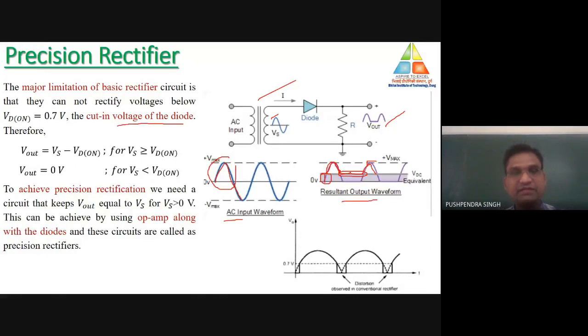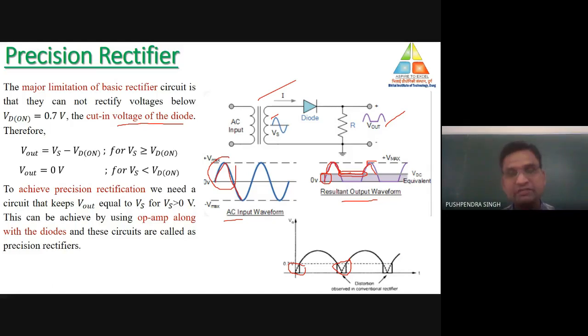And if there is some information within that particular voltage level, then on that condition we will not be able to detect that particular signal. That is the basic problem with the basic rectifier circuit. That is the basic distortion in the basic rectifier circuit. You can see over here, this part is distorted. Why? Because at this particular level, we are not getting any signal at the output terminal of the rectifier.